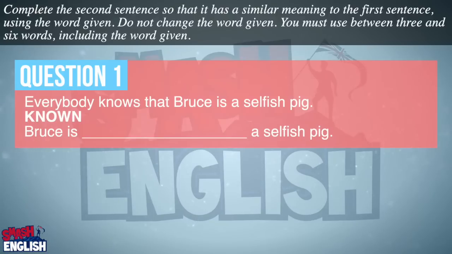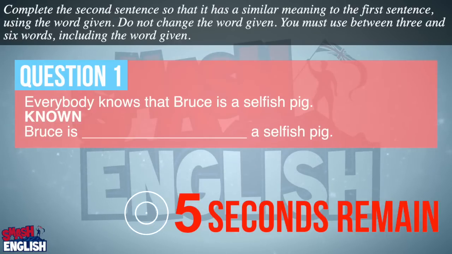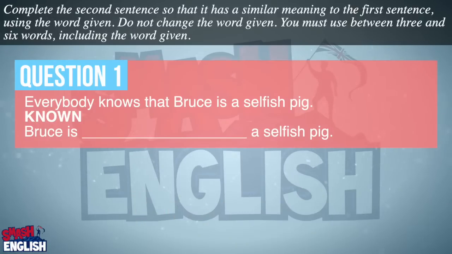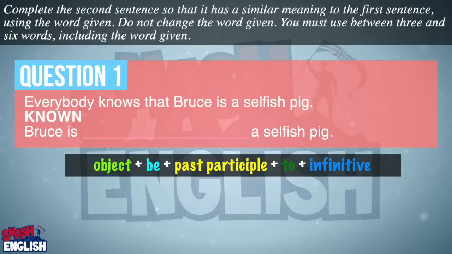Yeah, I'll give the first example. How about everybody knows that Bruce is a selfish pig? So here is our first sentence. Our keyword is known. Pause the video here and have a go. The structure we need is object plus be plus past participle plus to plus the infinitive. So this gives us Bruce is known to be a selfish pig.